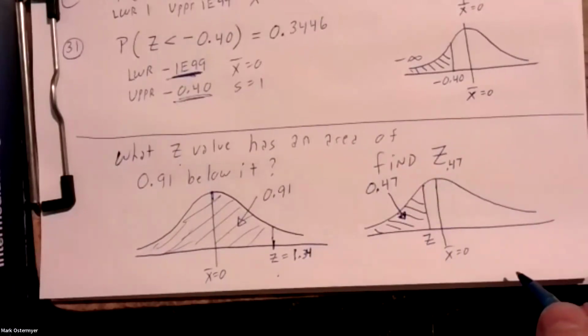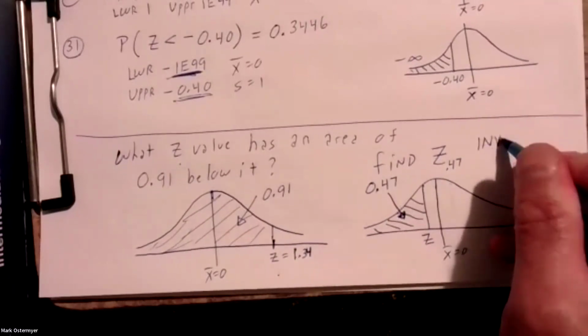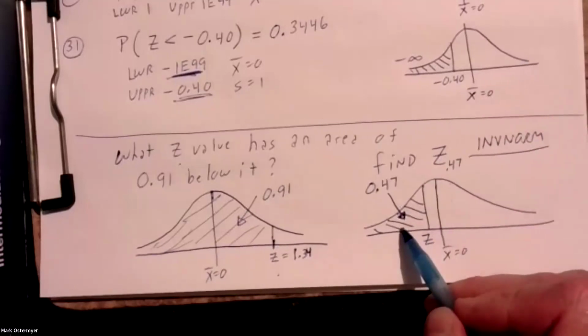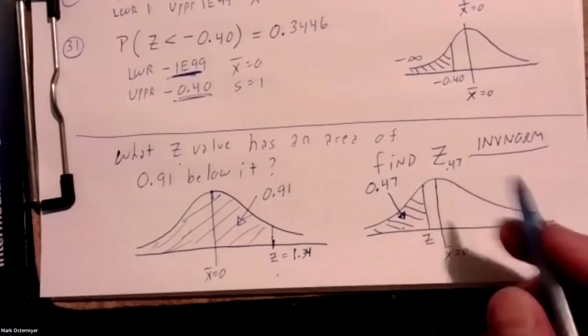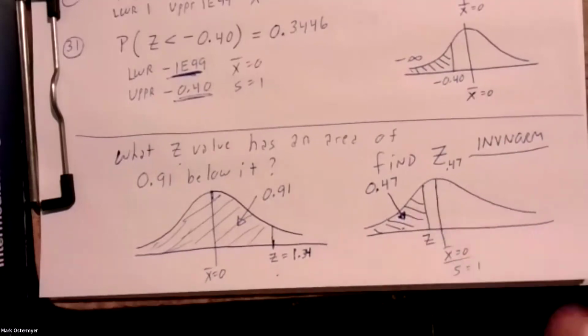So how are we going to do that? Well, we're going to go to the inverse normal calculator. That same calculator, we're going to type in the area to the left is 0.47. The mean is 0, and the standard deviation is 1. And we'll get the Z value here.